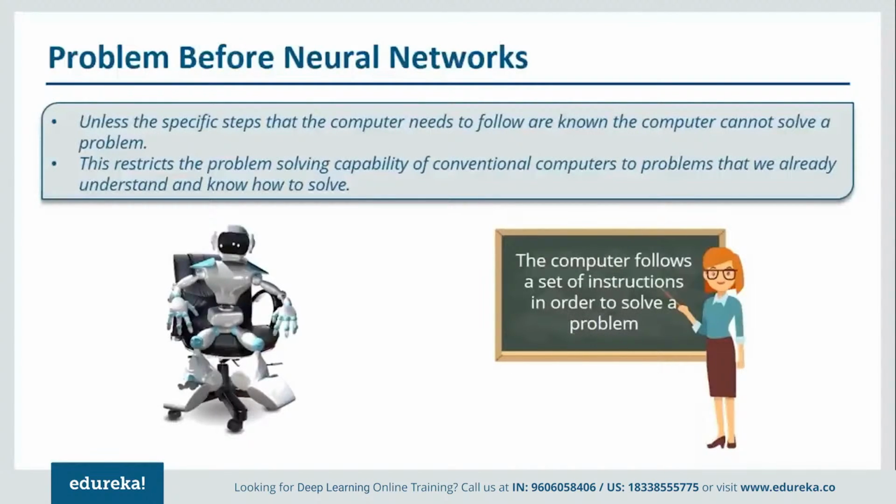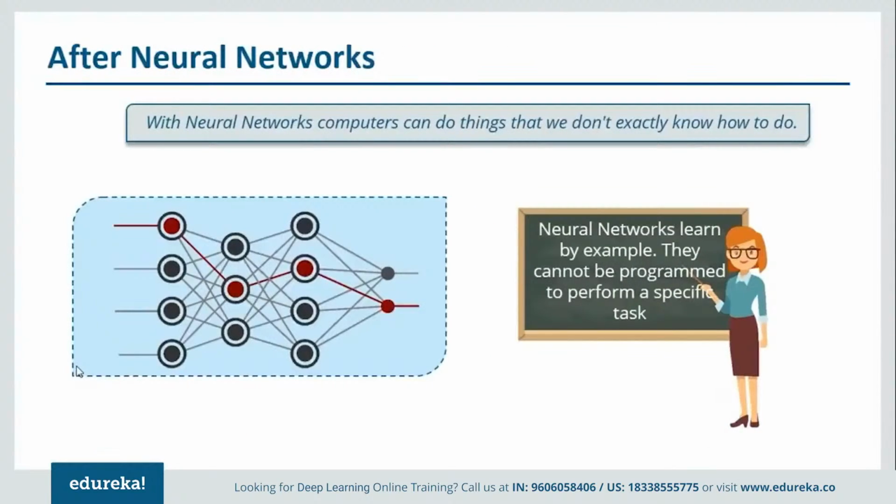So this restricts the problem solving capability of conventional computers to problems that we already understand and know how to solve. But what about those problems whose answer we have no clue of? That's where our traditional approach was a failure. So that's why neural networks were introduced. Now let us see what was the scenario after neural networks.